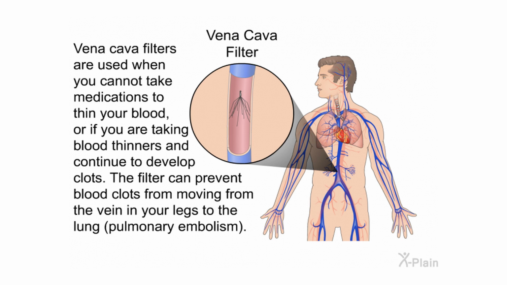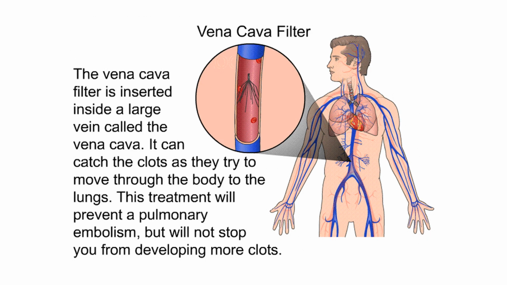Vena cava filters are used when you cannot take medications to thin your blood or if you are taking blood thinners and continue to develop clots. The filter can prevent blood clots from moving from the vein in your legs to the lung, which is a pulmonary embolism.